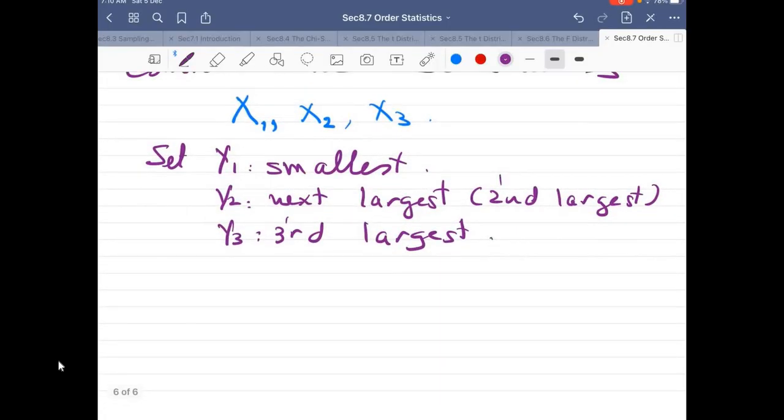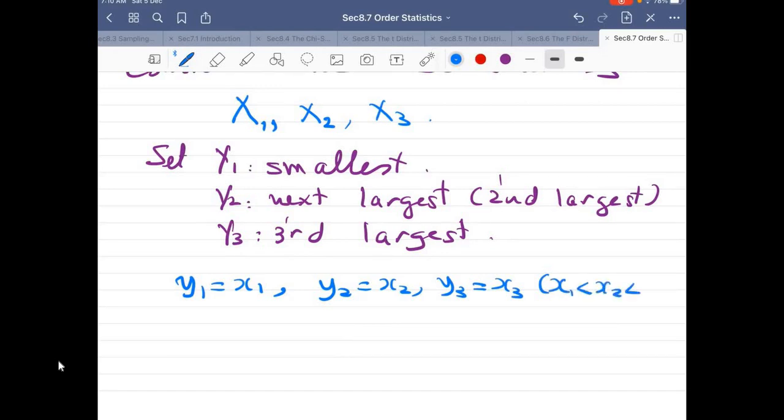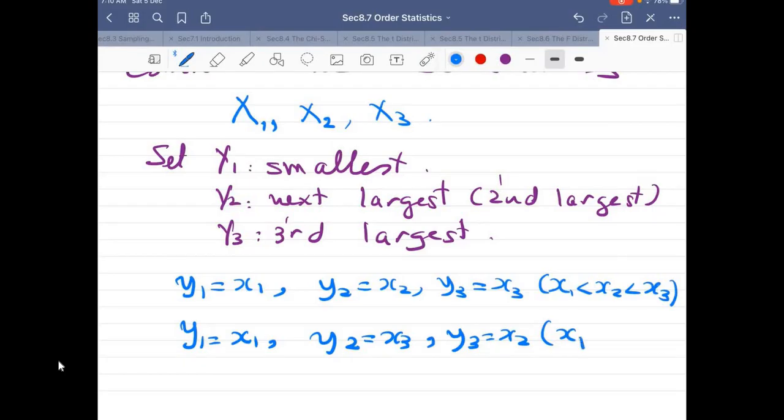So I can have one of the possibilities: y1 could be x1, y2 could be x2, y3 could be x3. This happens when x1 is less than x2 less than x3. Or I can have y1 is x1, but the second largest is x3 and the third largest is x2. This will happen when x1 is less than x3 less than x2.